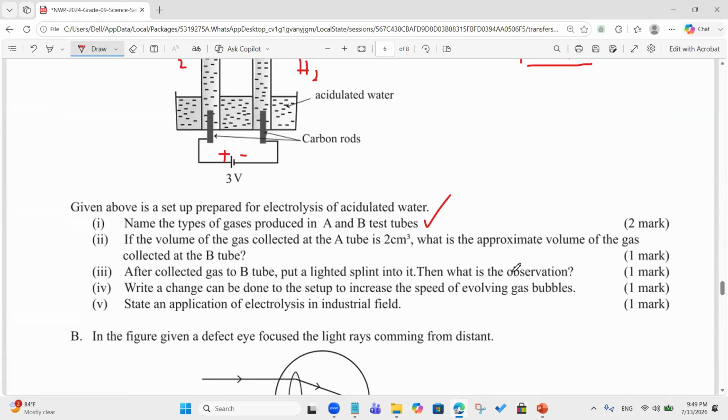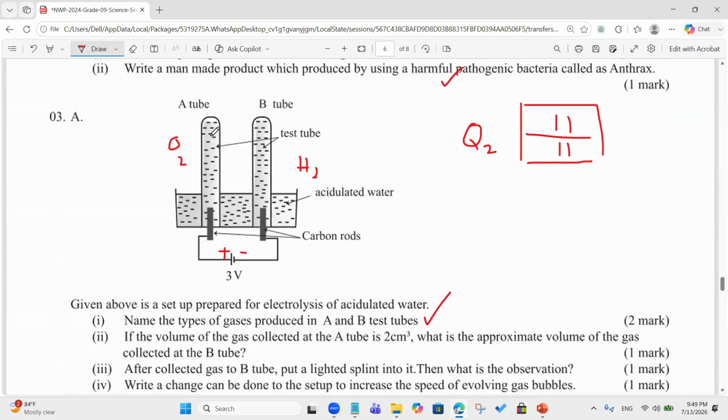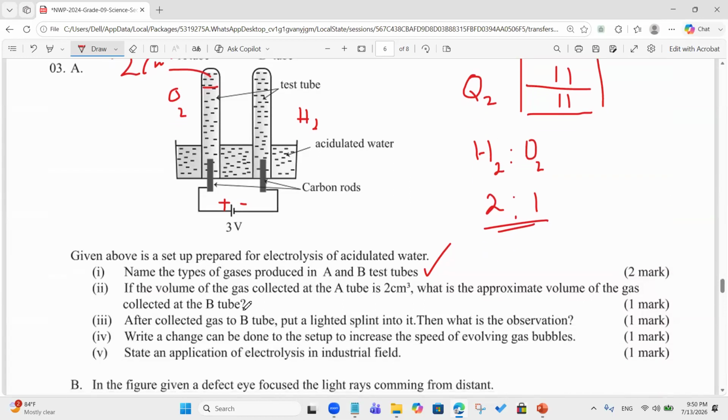2 marks. If the volume of the gas collected in the A test tube is 2 cubic centimeters, what's the approximate volume of the gas collected in the B tube? So A tube is this one. If this much is collected, how much is the volume collected in the B tube? You know the ratio, right? When gases are collected, what's the ratio of hydrogen to oxygen? 2:1, right? So if 2 cubic centimeters are collected here, how much is the volume of hydrogen? Yes? 4 cubic centimeters, very good, right? That is 4 cubic centimeters. Take 1 mark.